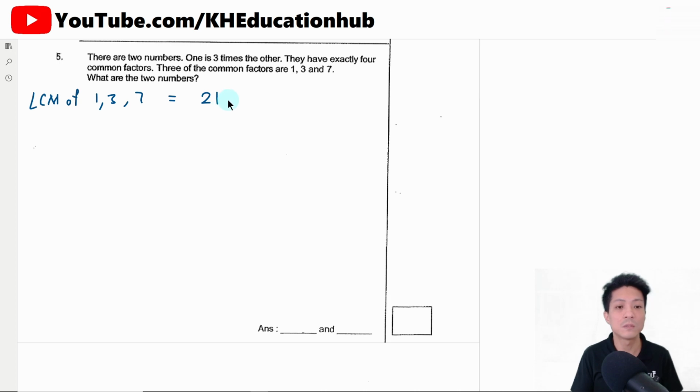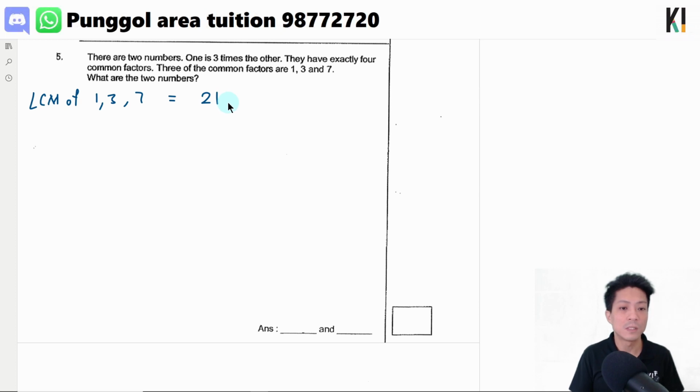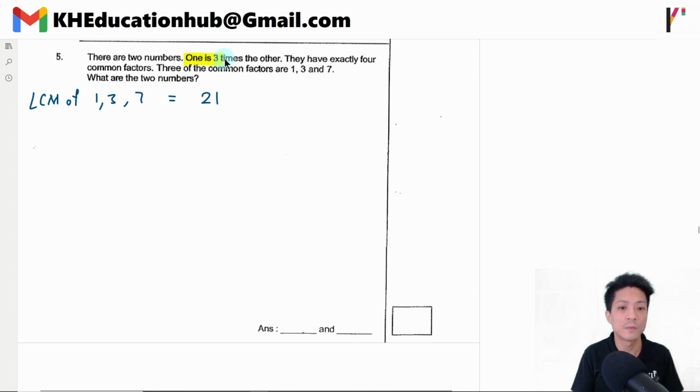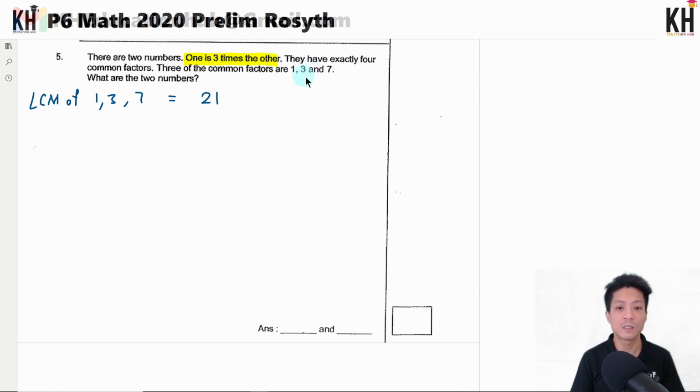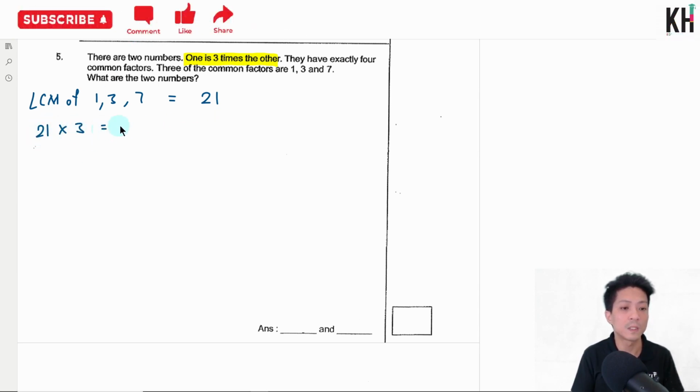So there's a chance that 21 is one of the numbers. We're going to try it. There are 2 numbers, one is 3 times the other. I don't think I can divide this by 3 to get a 7, because if it is a 7, then 3 is not a factor. So what I'm going to do is use 21 times 3 to get 63.